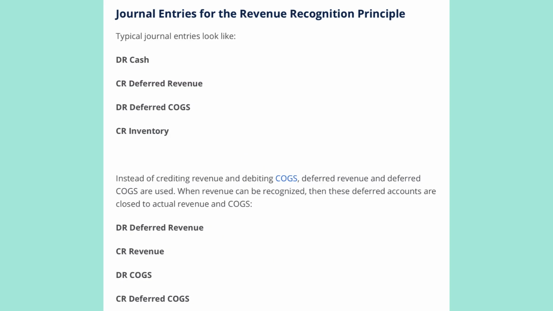Journal entries for the revenue recognition principle. Typical journal entries look like DR cash, CR deferred revenue, DR deferred COGS, CR inventory. Instead of crediting revenue and debiting COGS, deferred revenue and deferred COGS are used. When revenue can be recognized, then these deferred accounts are closed to actual revenue and COGS. DR deferred revenue, CR revenue, DR COGS, CR deferred COGS.